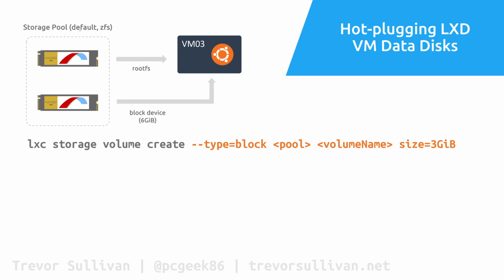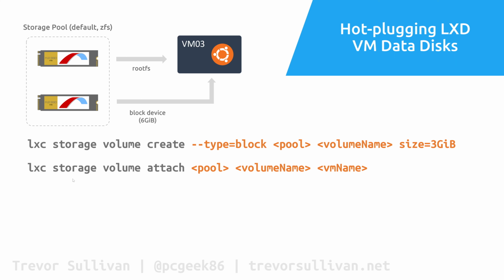So that would be default here. And then we specify a name for the new volume, and the size= property can specify the size of that virtual block device. Now, once we've created the block device, it's only been created in the storage pool. It hasn't actually been attached to the virtual machine.